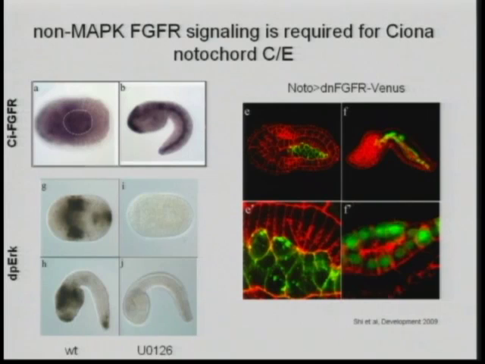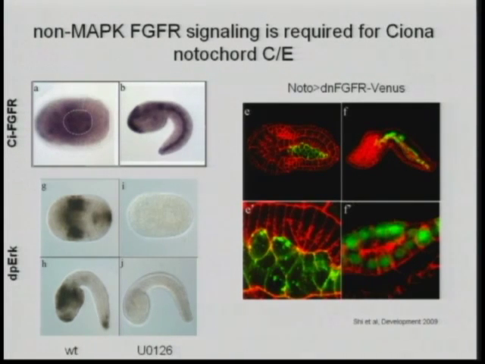Although it seems quite specific for Notochord, if I look at the MAP kinase pathway downstream of FGF, it's actually not required for Notochord formation. I can inhibit the MAP kinase signaling by using this small molecule inhibitor, U0126. You see it abolishes all the dpERK staining, but the Notochord just forms normally. So this tells us it's not the MAP kinase pathway, but does FGFR play any role in the process? The answer is yes.